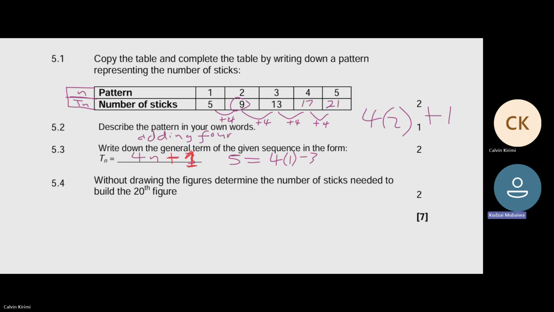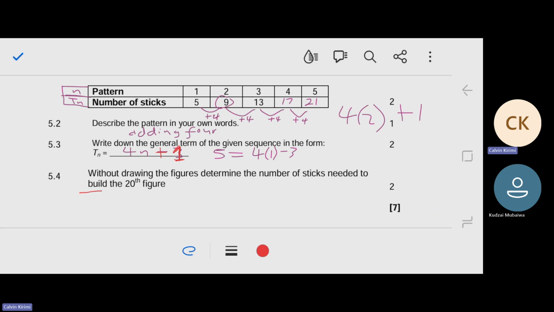Sir, I got 81. Yes. So you are going to say the 20th figure is T number 20, so T20 is written like that. I always told you T20 is equal to 4, where there is n, you put 20. Then your rule is saying plus 1, which is 81.